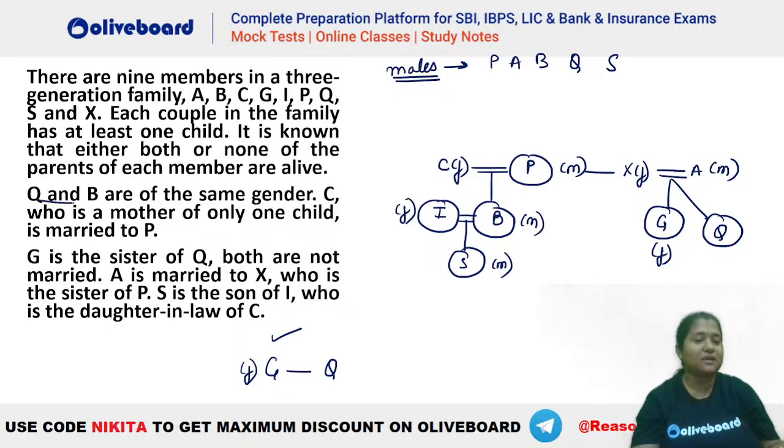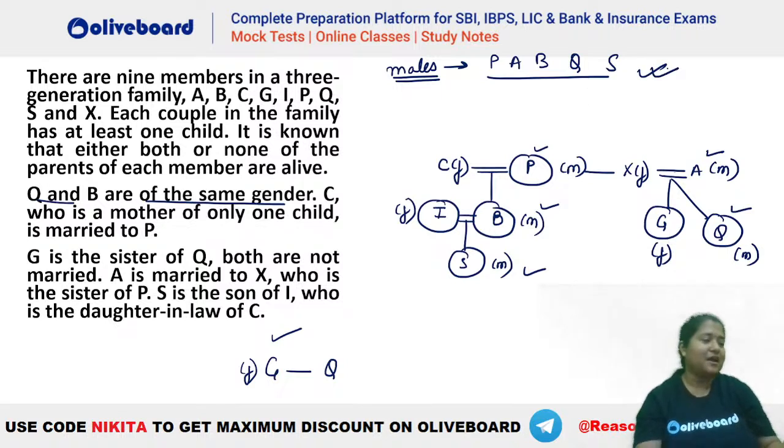Now it was given B and Q are of the same gender. So if B is male, that means Q also should be male here. Okay. So my question was, who all are the male members? You can see P is a male person, A is a male person, B is a male person, Q is a male person, and S is a male person, right? So P, A, B, Q, S would be absolutely right in here. Are we clear, everybody, with this? Everybody clear with this question?